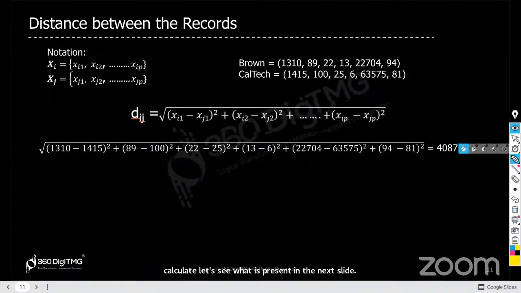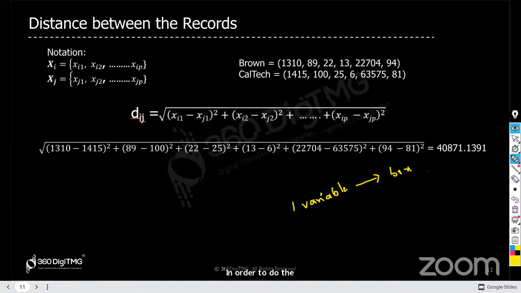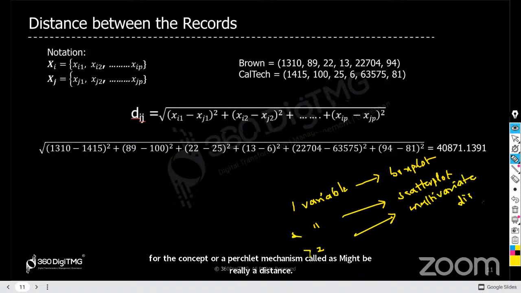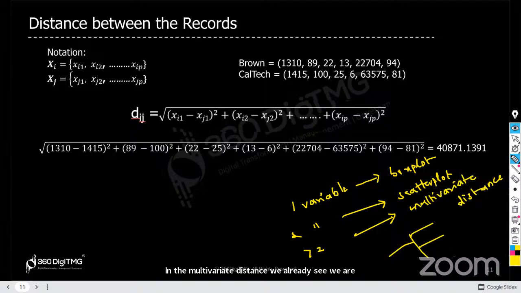So what we are doing here is finding the distance between the records. We have seen before that if you have one variable, in order to do clustering, you can go for a box plot. If you have two variables, you can go for a scatter plot. If you have more than two variables, you have to go for a mechanism called multivariate distance. In that, we compute the distance between records, or between groups.